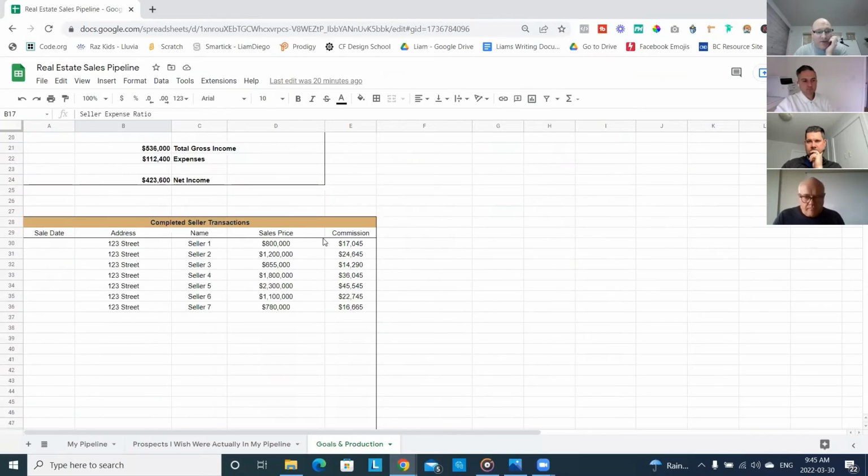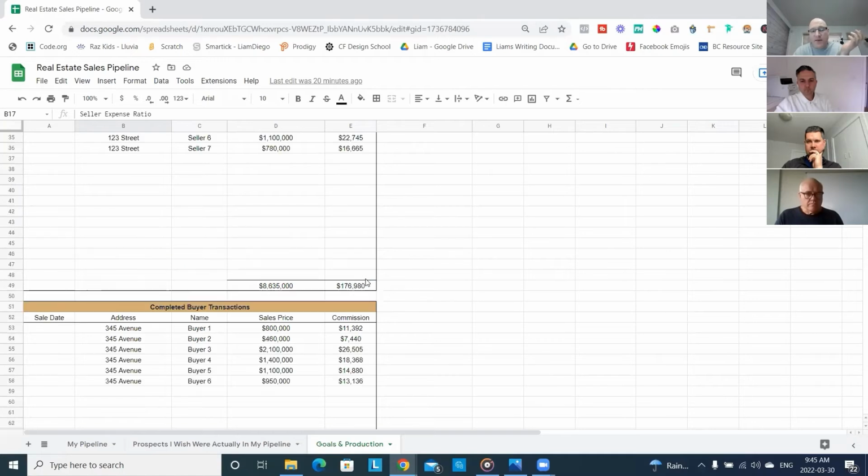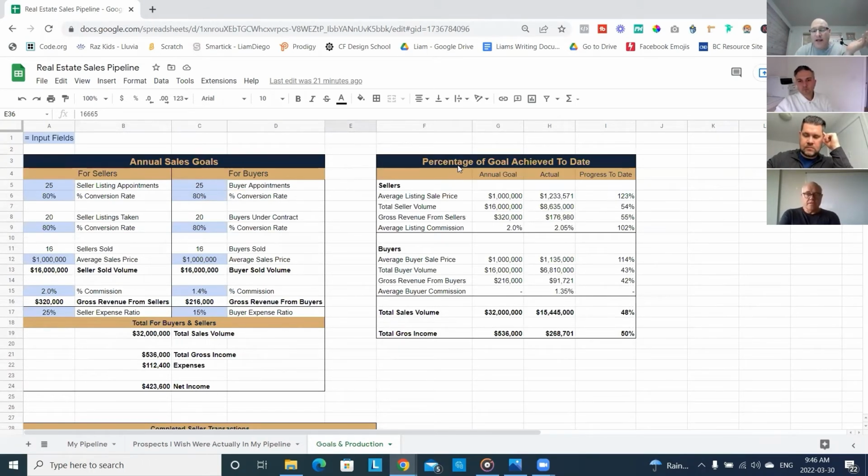And then down here is where you track production. So completed seller transactions: sale date, address, name, sale price, commission. Completed buyer transactions: sale date, address, buyer name, sale price, commission. Now on this, the commission is not calculating off of the sale price because this is when you have actually sold your property. So for instance, if you had to pay out a referral fee, obviously the system isn't calculating that. So in your completed transaction, you actually enter your own dollar volume of what your commission is. And then over here, this is where we're tracking percentage of goal achieved to date.